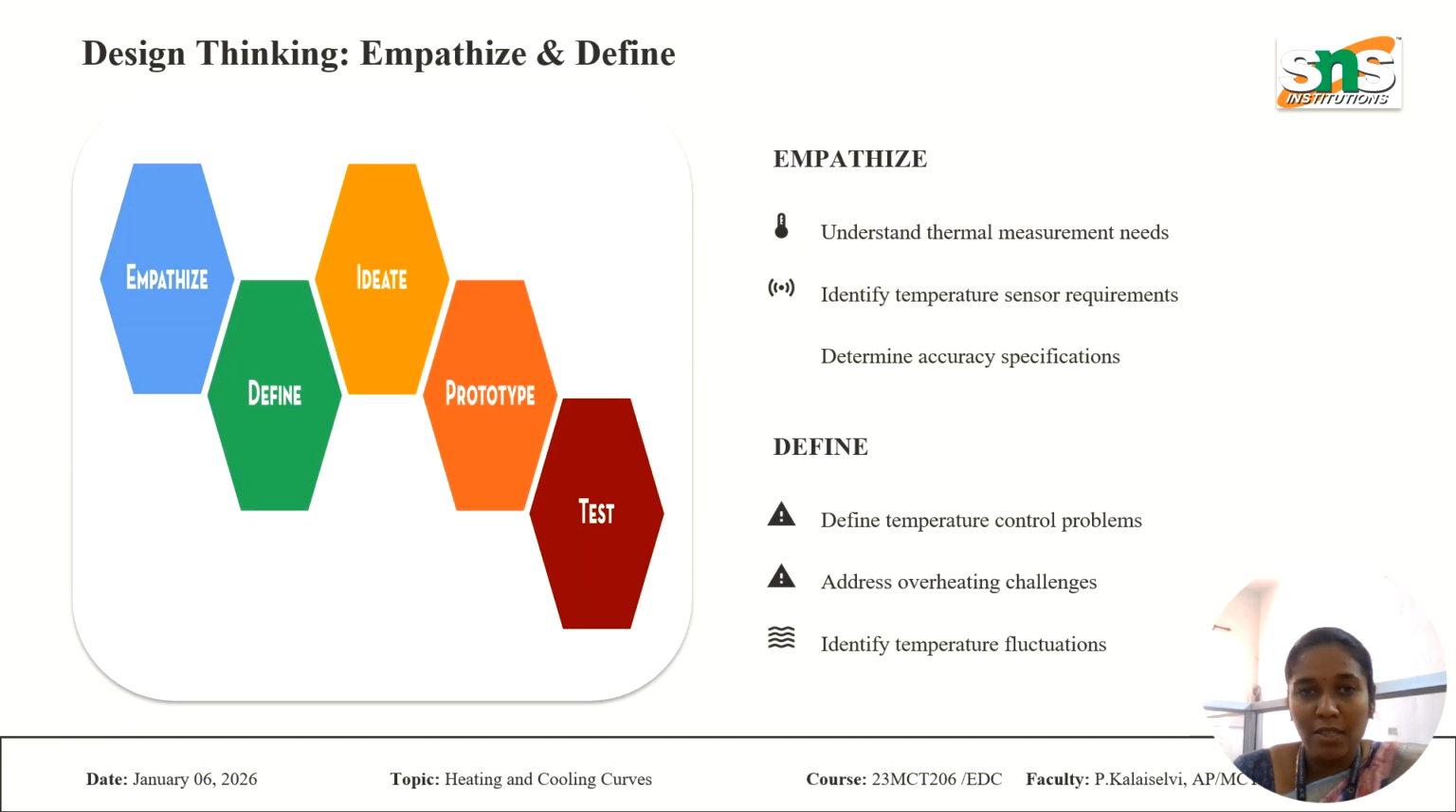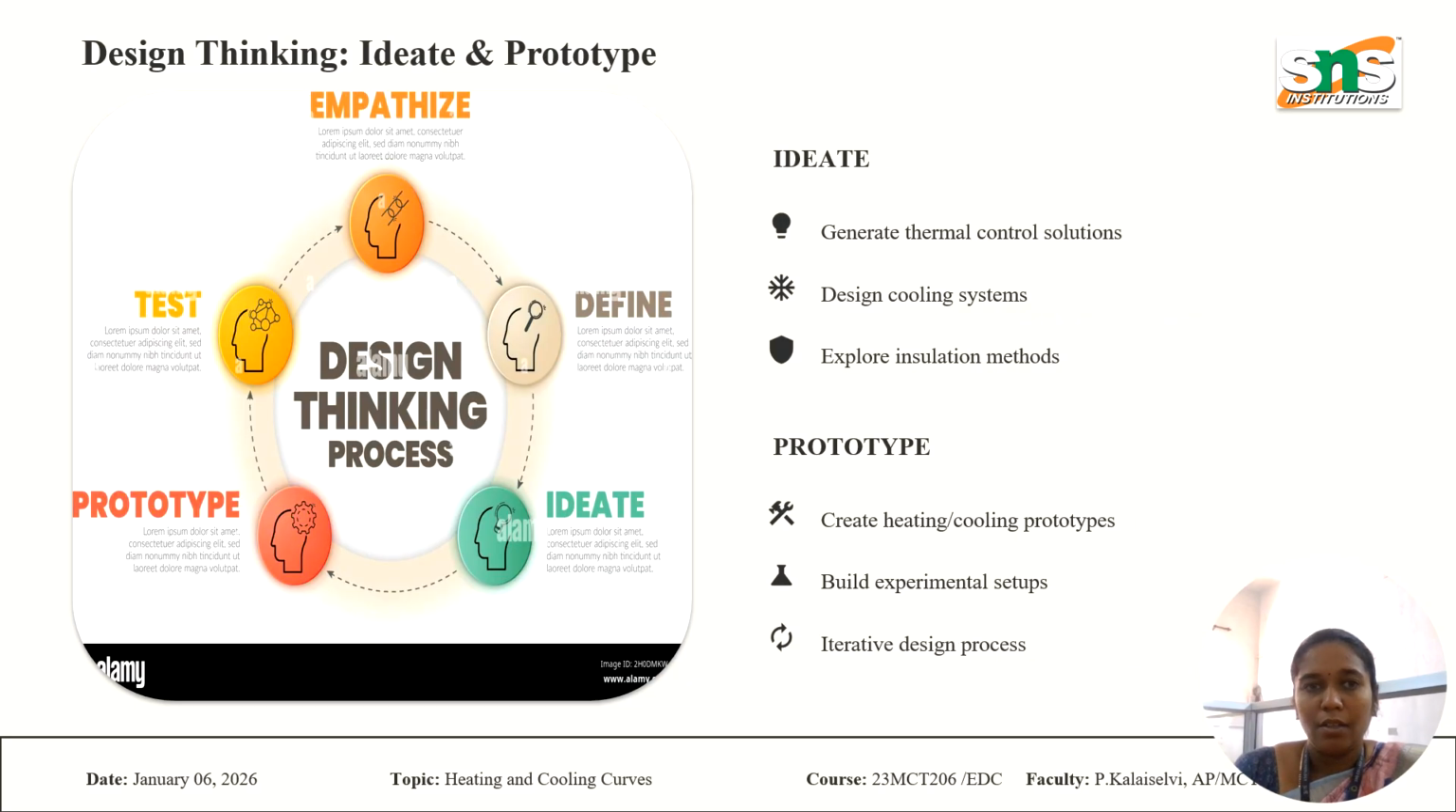First we empathize, we have to understand thermal measurement needs. So identify the temperature sensor requirements and decide the required accuracy. Next, we have to define what the overheating problem is, where temperature fluctuations occur, and what the safe operating temperature is. Then comes ideate and prototype. Generating cooling and insulation solutions is the ideate step. For the prototype, build and test heating or cooling setups. This structured thinking helps us design better thermal systems in electrical drives.